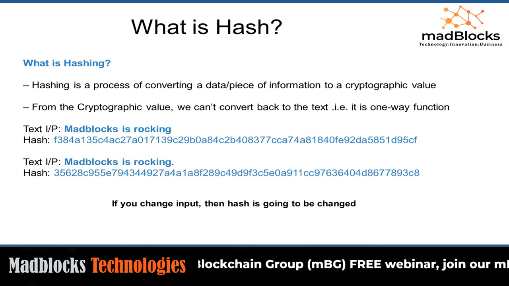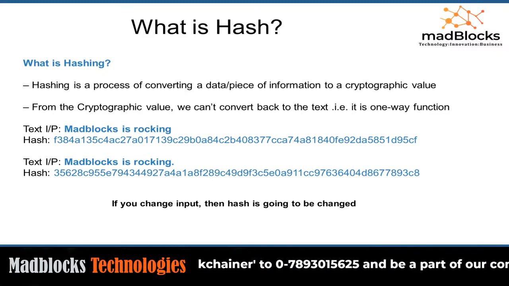That data can be the number of bitcoins transacted to a second user. Say I want to transact 3 bitcoins to my friend. That is the transaction, because there is no original currency, right? Everything is electronic data. That is called data. That piece of information will be converted into a cryptographic value, which is an encrypted value. So you will be having different numbers of letters and digits. From the cryptographic value, we can't convert back to the text.